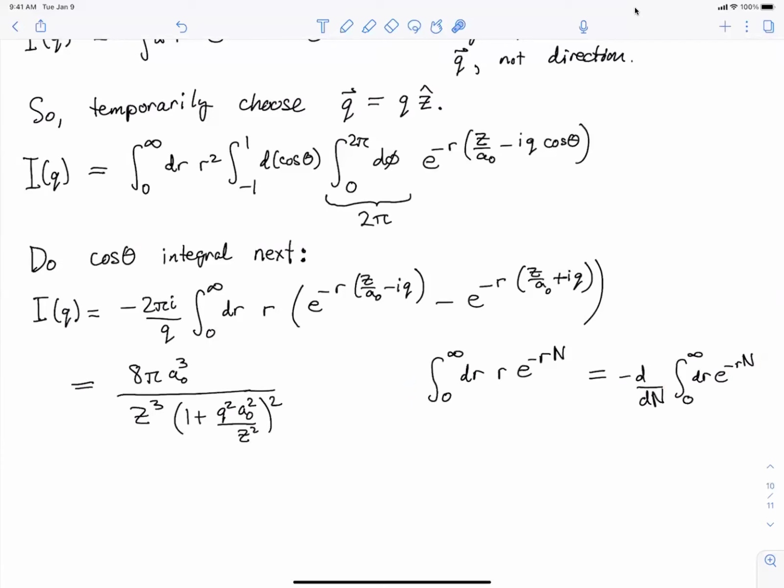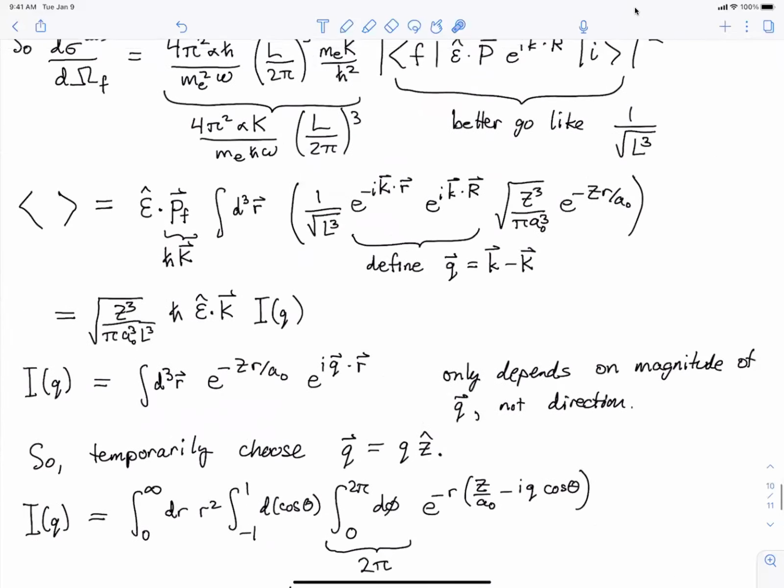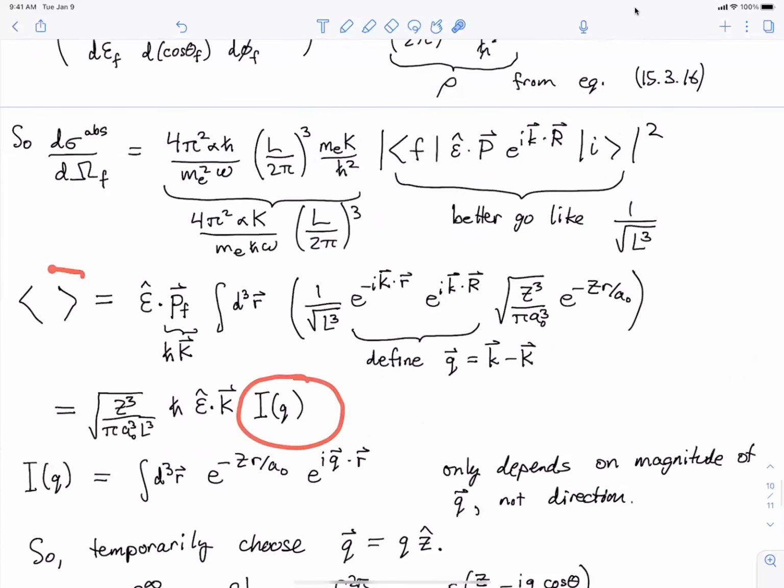You have to do a little bit of combining then because it involves iq and minus iq, but it's going to give a real part that you can compute. And so that's the integral. And now finally, we've got the integral. We can plug it into the matrix element. We can take the matrix element and plug it into this formula. And so we are all set.